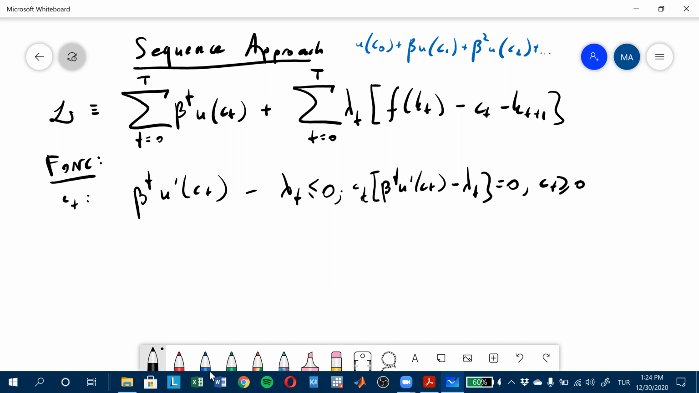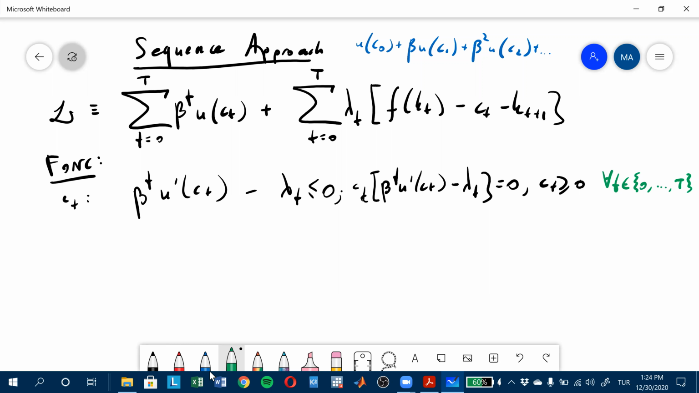Now, this must be true for all t, from 0 to T, because I'm taking this derivative for all of my control variables. For all of my control variables, I'm taking this derivative, starting from C0, C1, C2, dot, dot, dot, until I find the last period here as CT. So that's good.